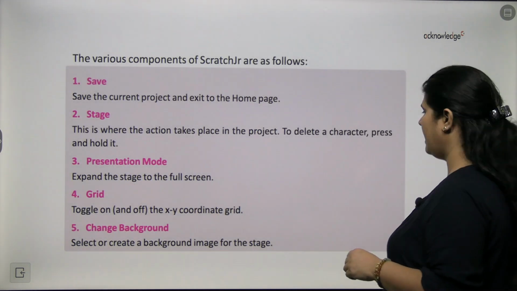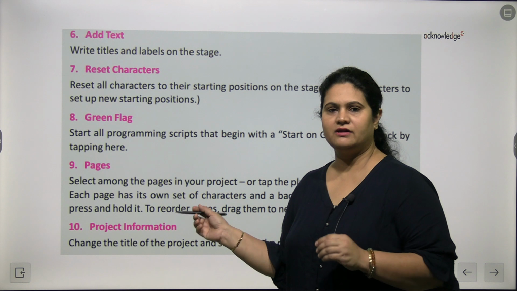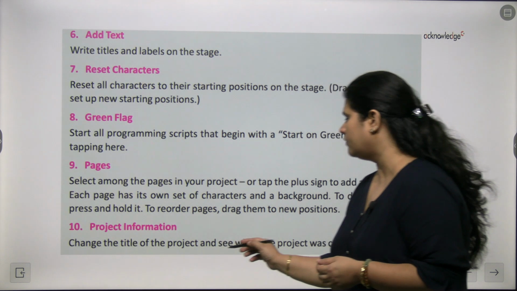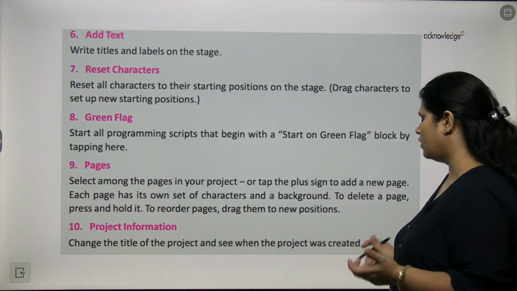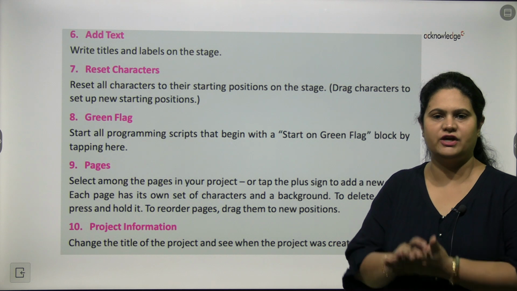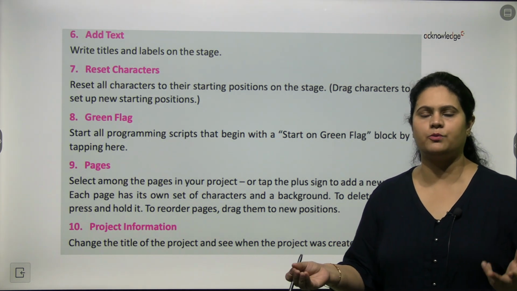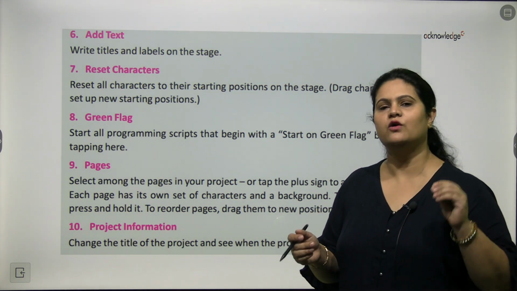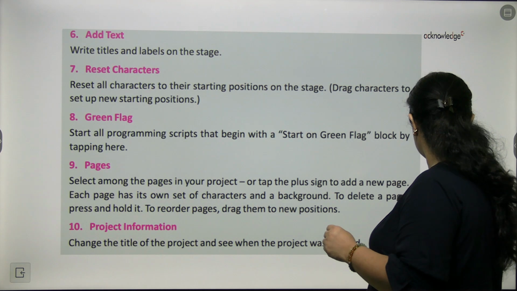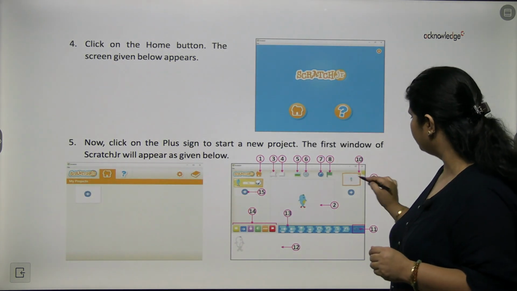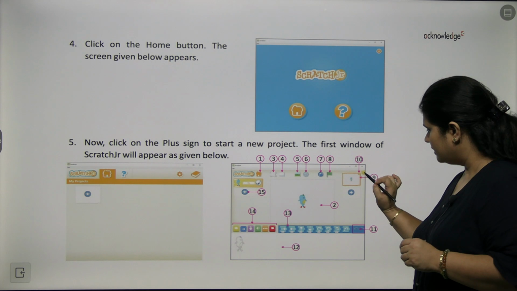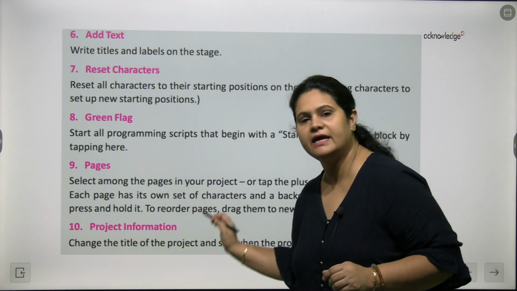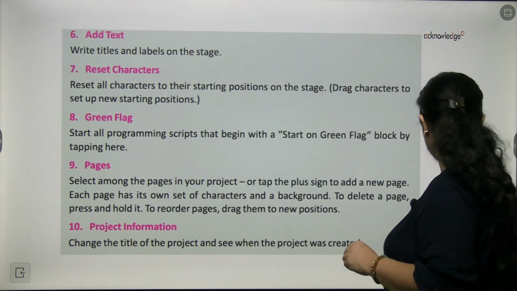Okay. Next we have project information, right? All the information regarding your project, like you can change the title of the project and see when the project was created, right? You can change whatever title you have given to your project, and also you can see when the project you're working on was created, right? Let's see where this component is, right over here. Okay? Okay, this is the project information. Clear? Let's move on.